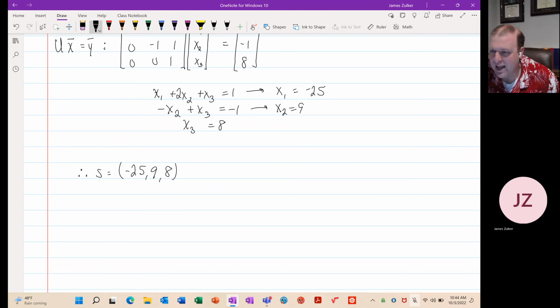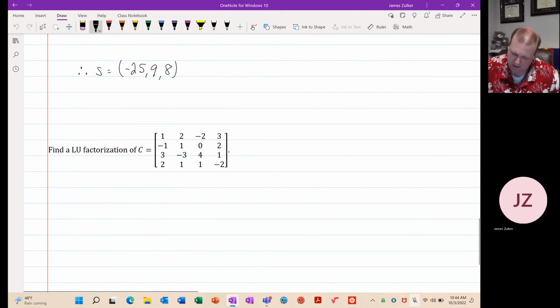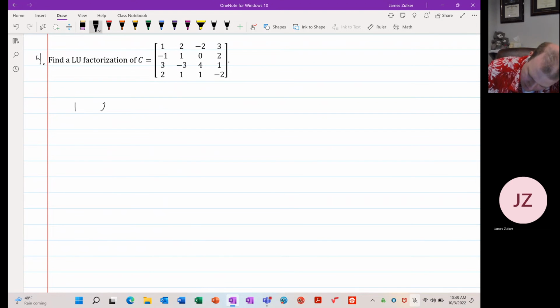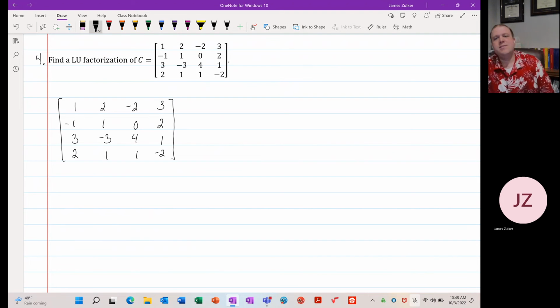Let's do 2 more just to hammer this home. But this time we're going to look at larger matrices, right? So we're going to look at a 4 by 4 and then a 4 by 4 system. Now, the only thing that's different is the size. The process is the same. We want to try and get this into upper triangular.